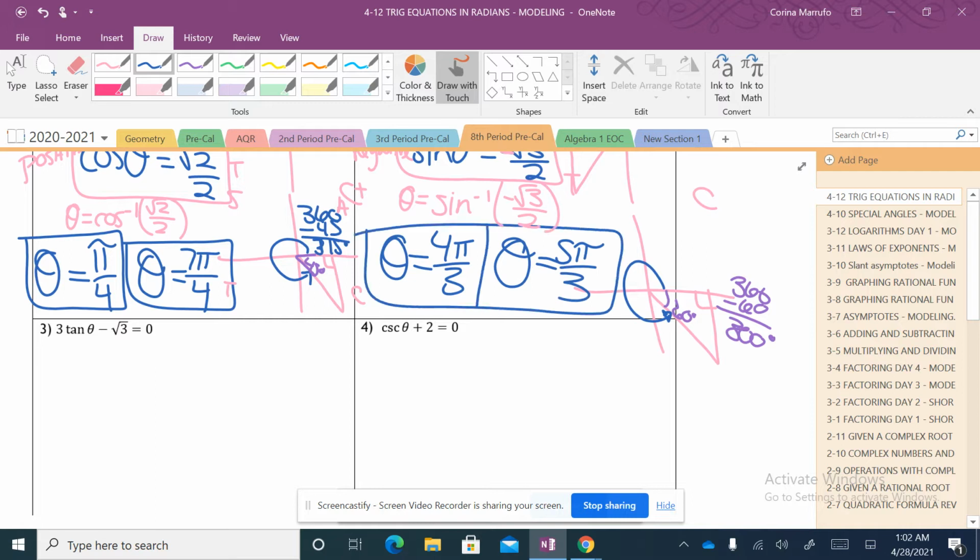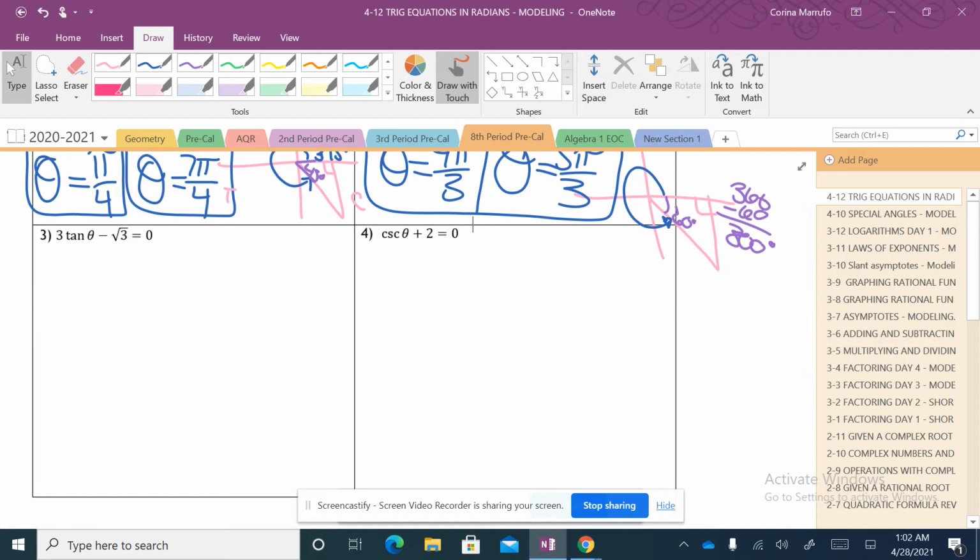Alright, the next one says 3 tangent of theta minus the square root of 3. So we're going to go ahead and get the tangent of theta by itself. First I add the square root of 3 to both sides. This cancels, we get 3 times tangent of theta equals the square root of 3. We divide both sides by 3. This cancels, and we get tangent of theta equals the square root of 3 over 3.